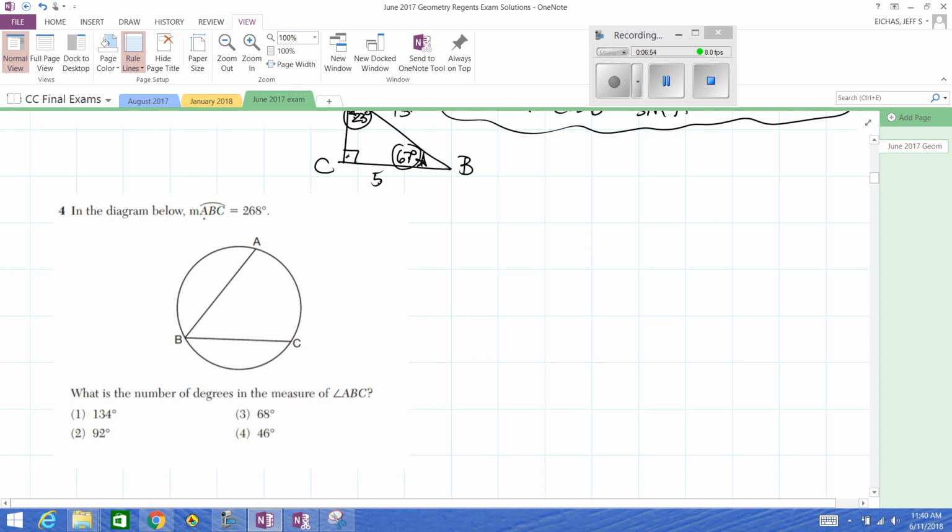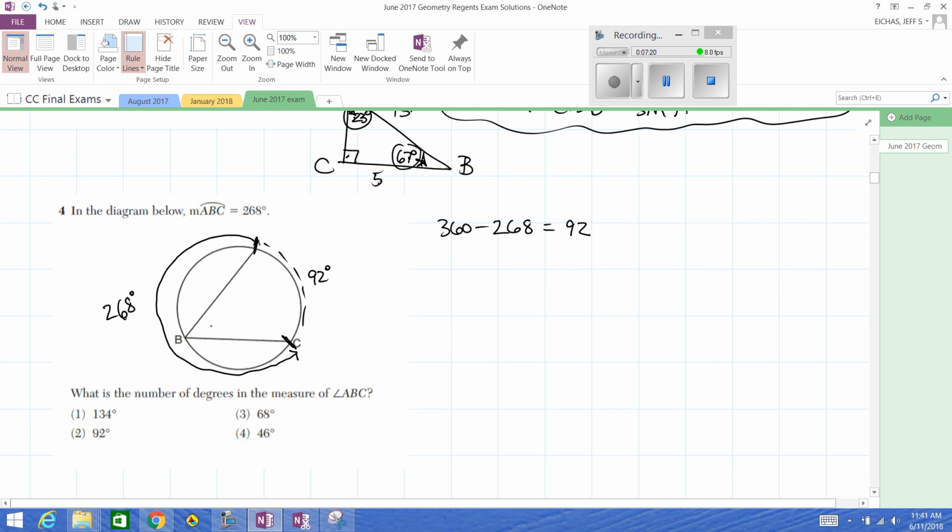When they do go A to B to C, they're essentially saying follow this path, start at A, move past B over to here, and stop there, and then that is 268 degrees. Now, all the way around is 360, so we're going to subtract 268, and that'll get us 92. So from here to here is 92 degrees.